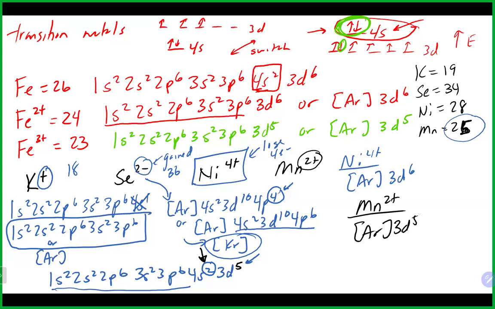Any questions on how to write electron configuration with charges? Again, you just have to adjust the number of electrons. The only kind of weird ones are the transition metals. Again, you're not going to take the last thing written, but the S and then into the D's if necessary. Any questions on any of that there?